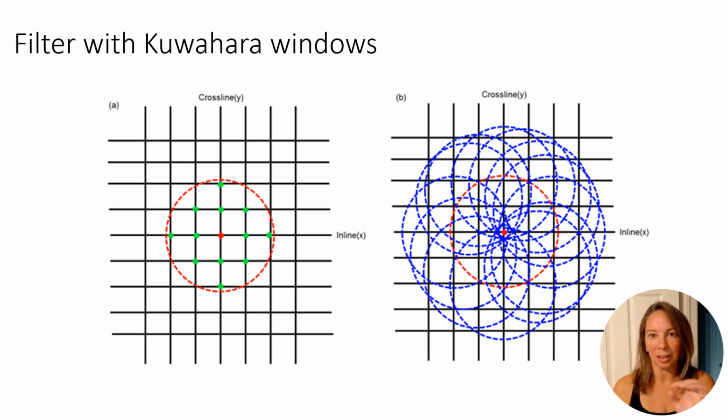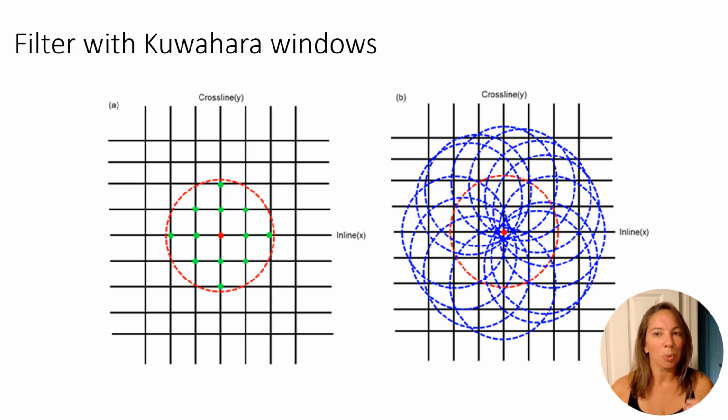Each window includes your target point in the data, but they're typically centered at different locations. We tend to start off using 9 to 13 overlapping windows. And so at each point, the filter will look at all of these windows. It'll measure which window has the highest similarity or lowest variance, and it'll use that window for filtering.